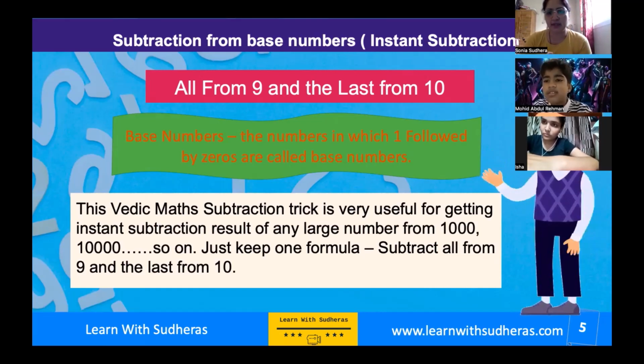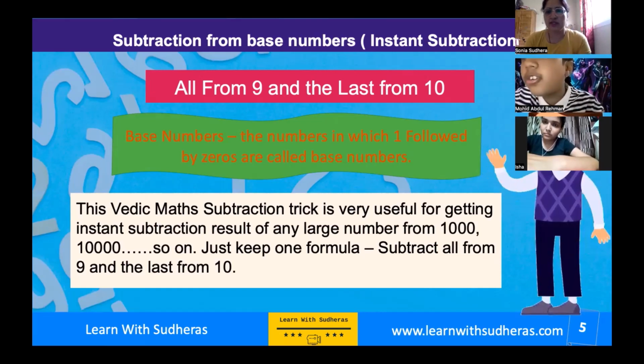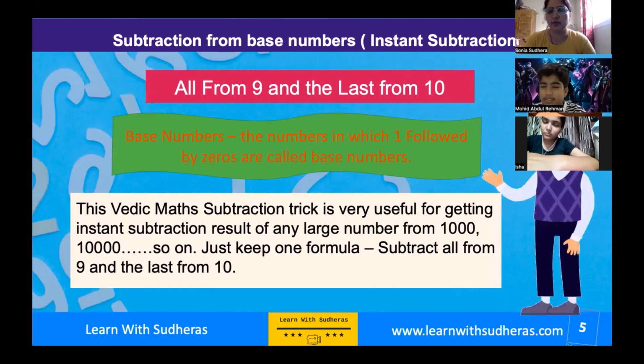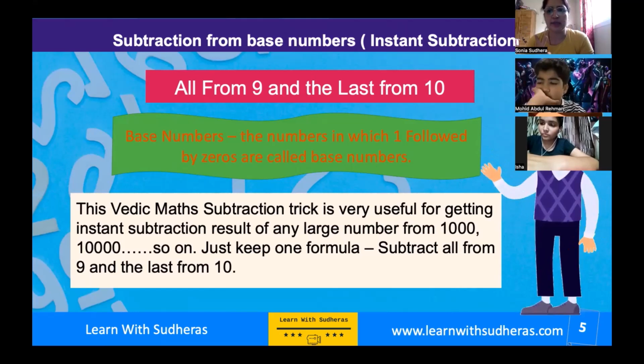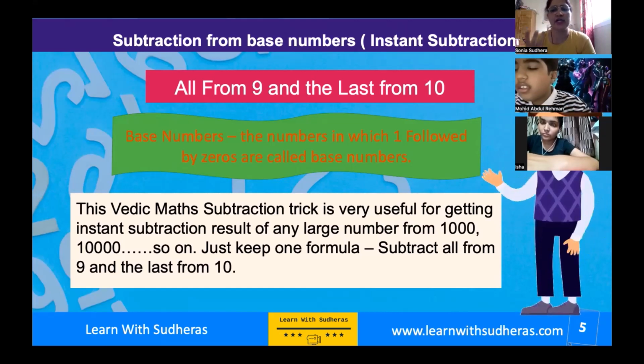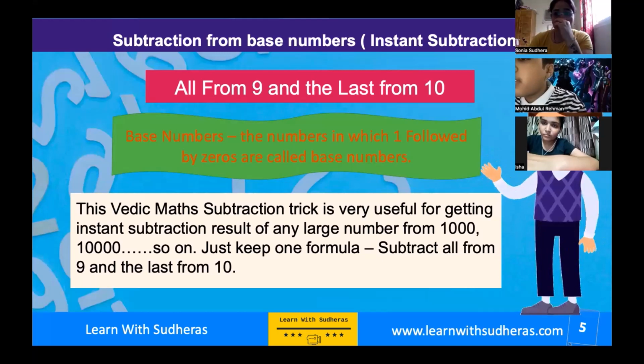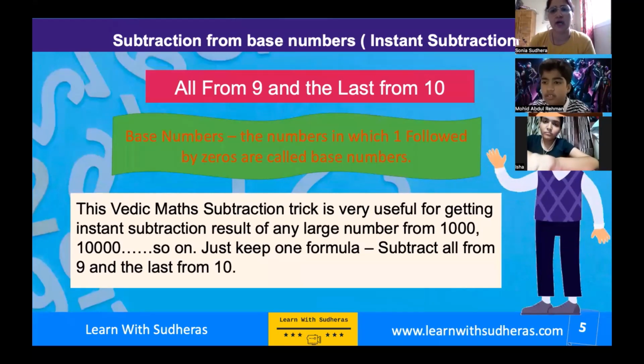Do you know what a base number is? No. Okay, I have written the definition of base numbers in very short form: the numbers in which 1 is followed by zeros are called base numbers. For example, 100, 1000, 10,000, these are called base numbers. Suppose we have the number 99. It is a two-digit number, so the base number of 99 is 100. And if we have any three-digit number, then the base number of that number is 1,000, meaning 1 followed by 3 zeros. Okay? Got it? Base numbers clear?